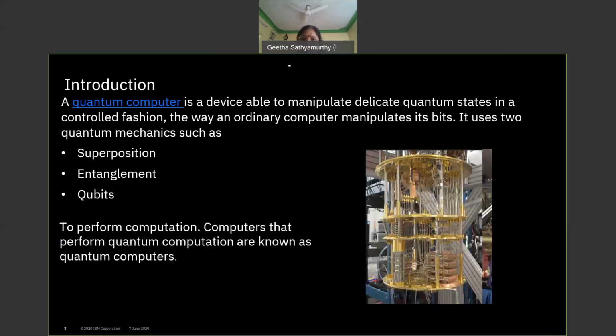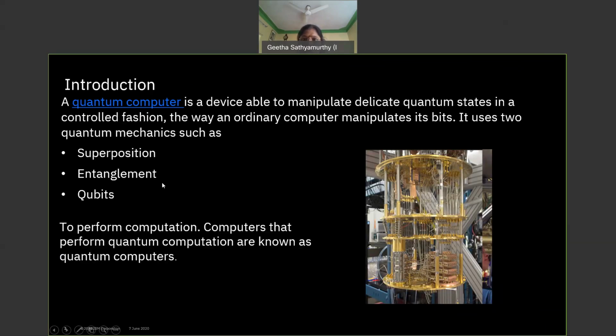So what do you mean by a quantum computer? We can say that computers that perform quantum computations are known as quantum computers. And quantum computers use two main quantum mechanics principles, superposition and entanglement.